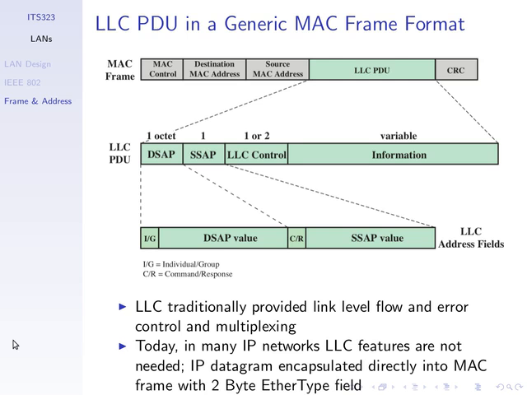So in most MAC frames, instead of including this detailed LLC header, we just include one 2-byte value which says that the type of the data inside this Ethernet frame, the EtherType, is an IP frame. So there's a 2-byte value which says that this is an IP frame. We'll see that structure in a moment.